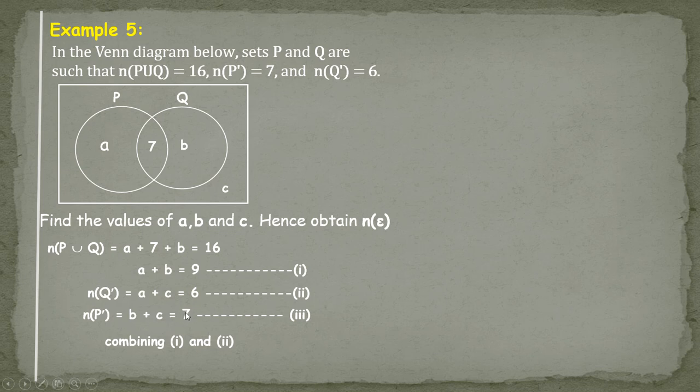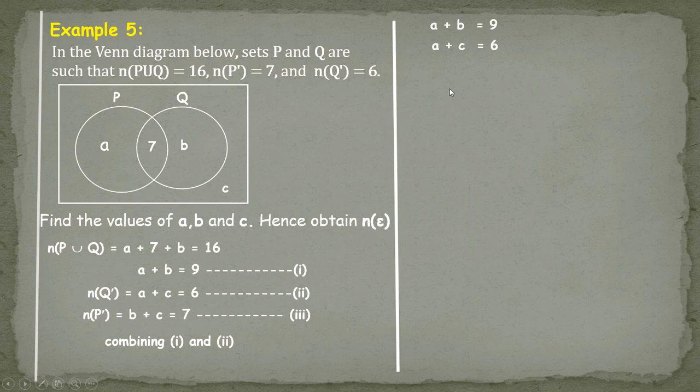What am I going to do? I'm going to combine the first equation and the second equation with the purpose of eliminating A. Why am I eliminating A? Because the third equation does not have A. I repeat, the third equation has B and C, so it is lacking A. So I'm going to combine 1 and 2 with the purpose of also eliminating A.